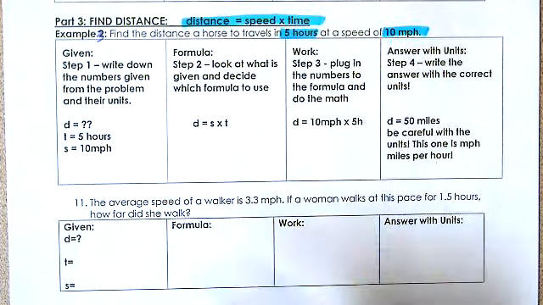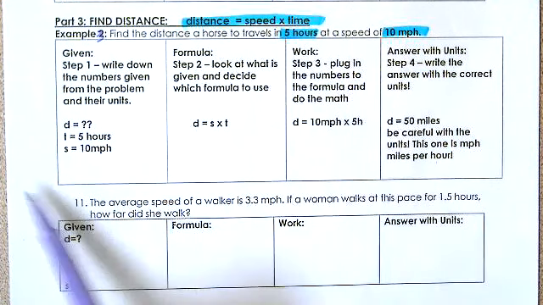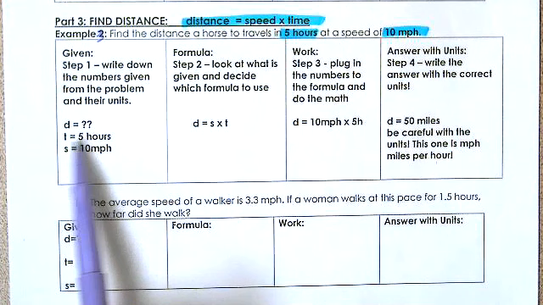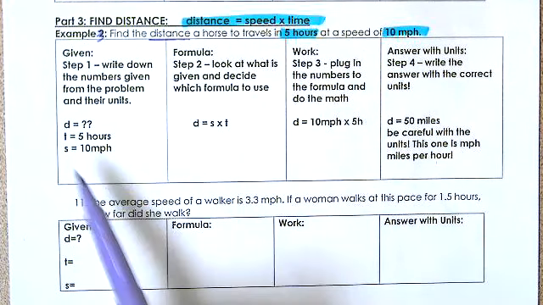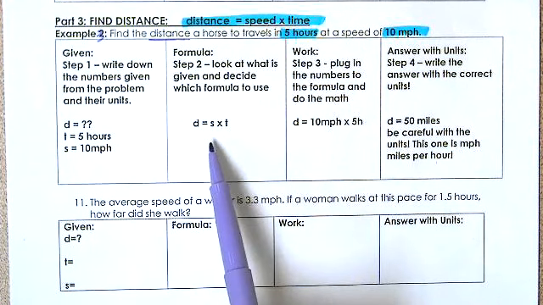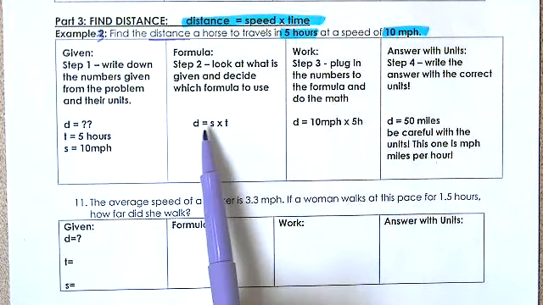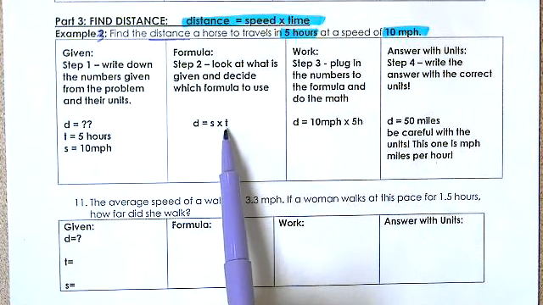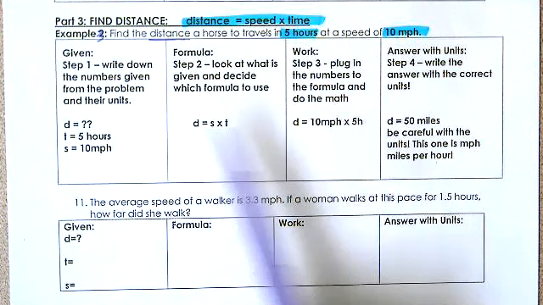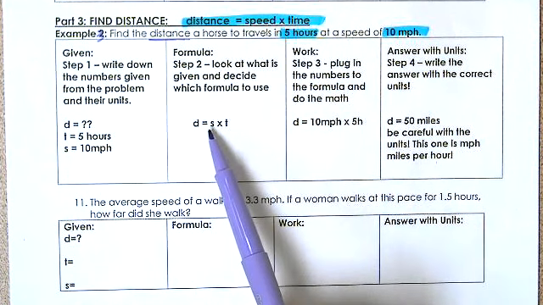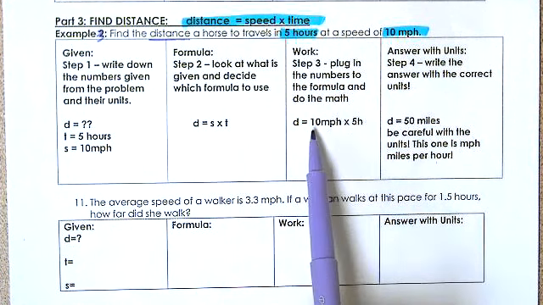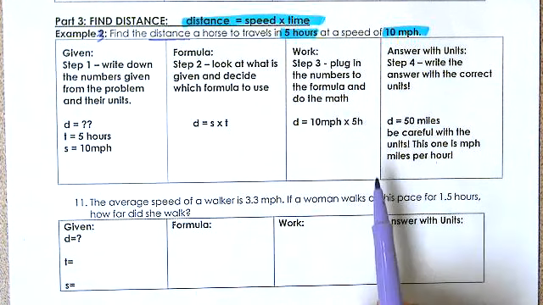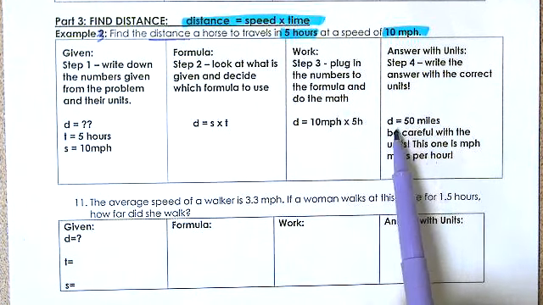So step 1, take the information out of the problem and write it down. So 5 hours is the time, 10 miles per hour is the speed, and we're looking for what is the distance. So given this information, the formula we're going to use, because we're looking for distance, is distance equals speed times time. Step 3, plug in the numbers into the formula. So speed is 10 miles per hour. Time is 5 hours. So 10 miles per hour times 5 hours. Multiply that and you get 50.